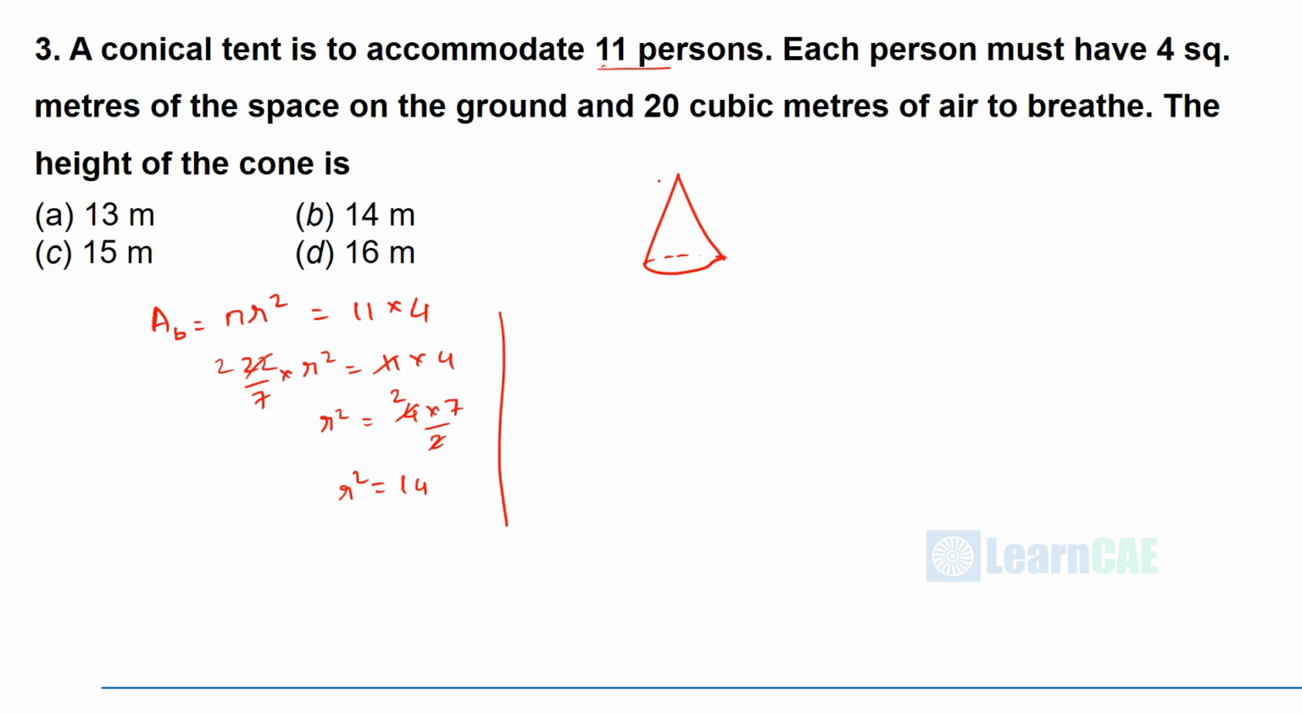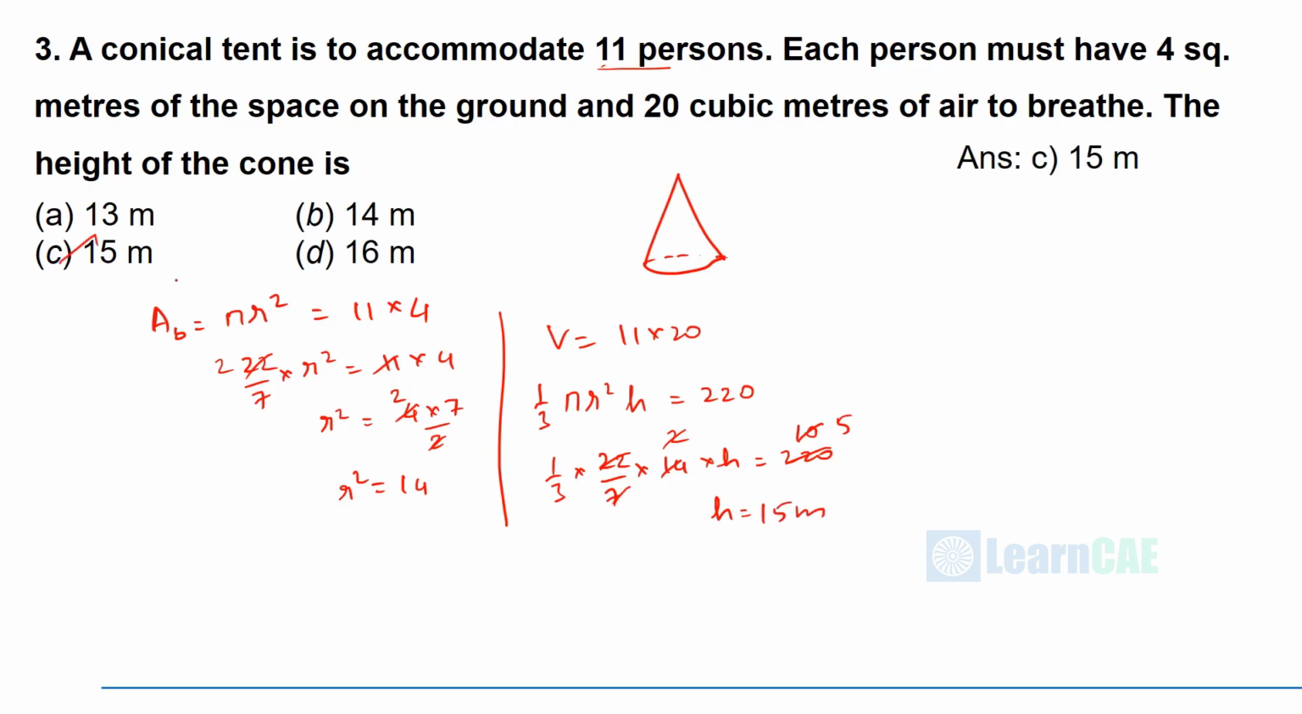Now we have to find out the volume. The volume required will be equal to 11 into 20 meter cube. Okay. Volume formula is 1 by 3 pi r square h, which is equal to 220. We shall substitute the values. We shall substitute 14 in place of r square. 1 by 3 into 22 by 7 into 14 into h is equal to 220. We can cancel this. This will be 10. This will be 2. And this will be 5. So h is equal to 5 into 3, 15 meter. The answer is C, 15 meter.